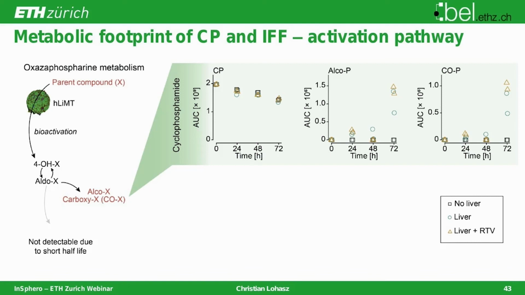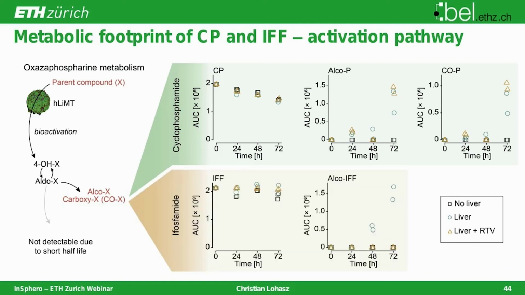Looking at the metabolic footprint now of ifosfamide, we could only detect alkoifosfamide, and we only saw the metabolite generated in the presence of the liver, but when also given ritonavir, the production of alkoifosfamide was reduced to an undetectable amount. So these data again showed that we could detect drug-drug interactions in our chip system, which we already showed on a morphological level looking at the tumor microtissues.